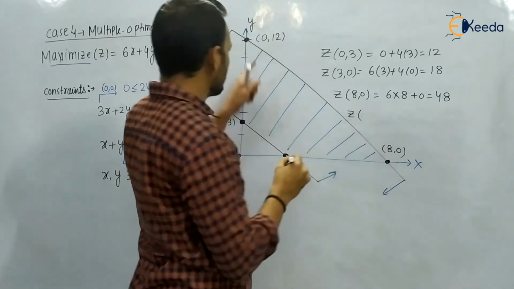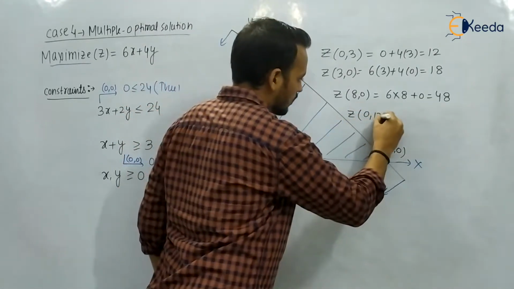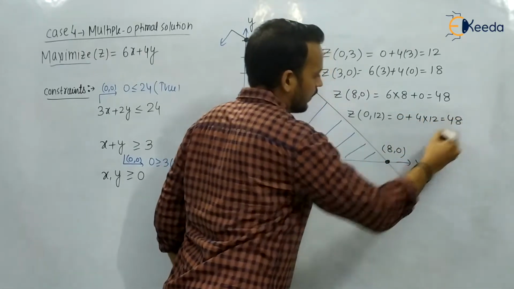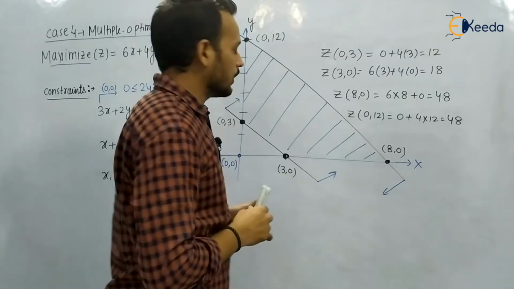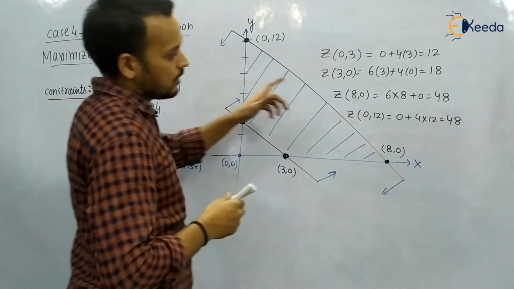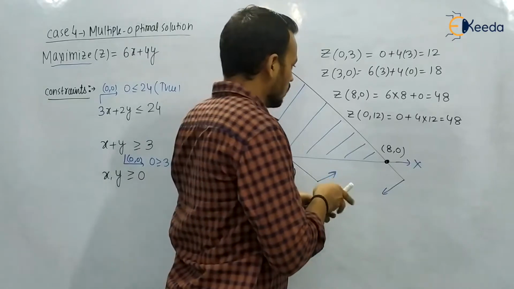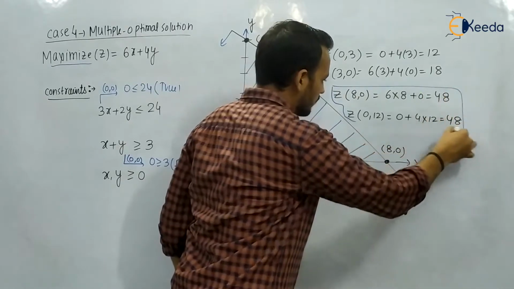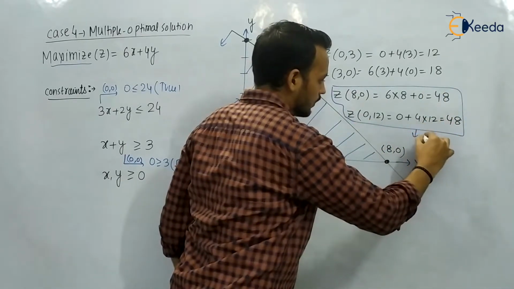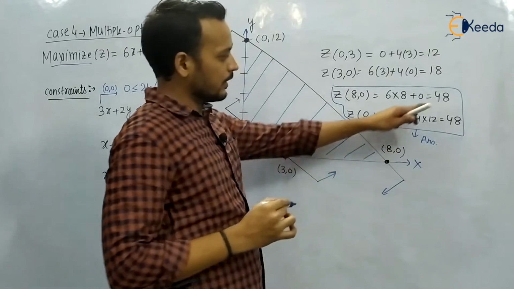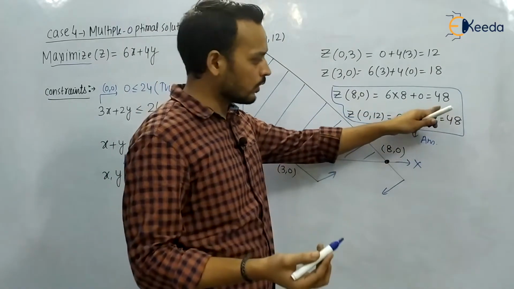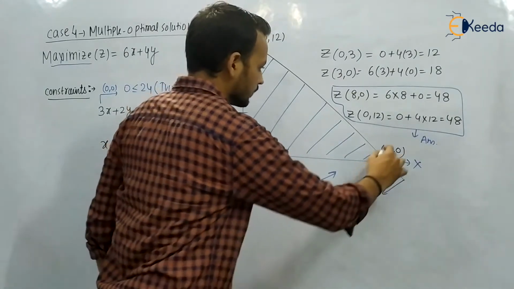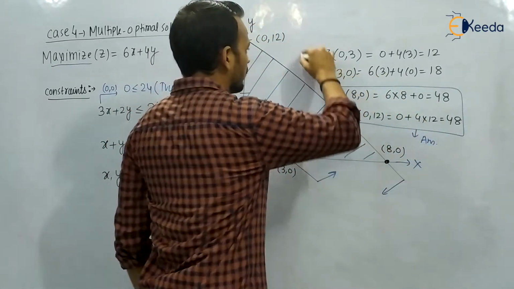Our last corner point is 0 comma 12. We get 0 plus 4 into 12, again 48. Our objective function is maximization type, so the maximum value is 48. This 48 is the optimal solution and the final answer, and we can say that our solution is multiple optimal. We got more than one solution, and both are optimal. So we say multiple optimal solution we got.